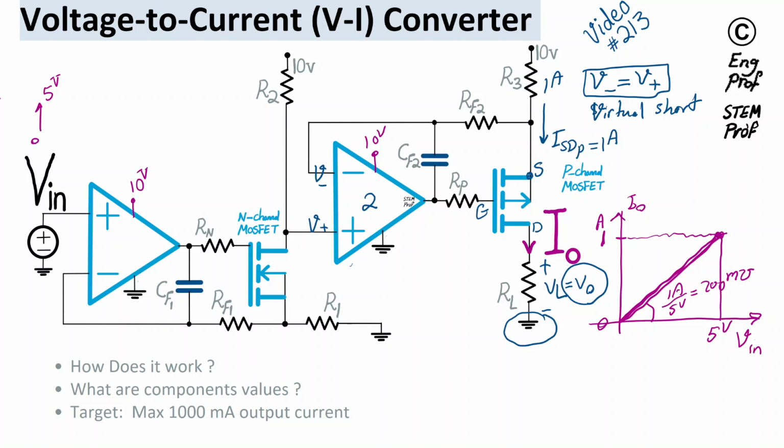Ideally, we would like to have V out change from 0 to max 10 volt, but that is impossible. We know that we should tolerate some level of voltage drop across R3 and some level of voltage drop across the source drain of the PMOS. So the voltage compliance range at the output of this circuit, we would like it to be maximum.